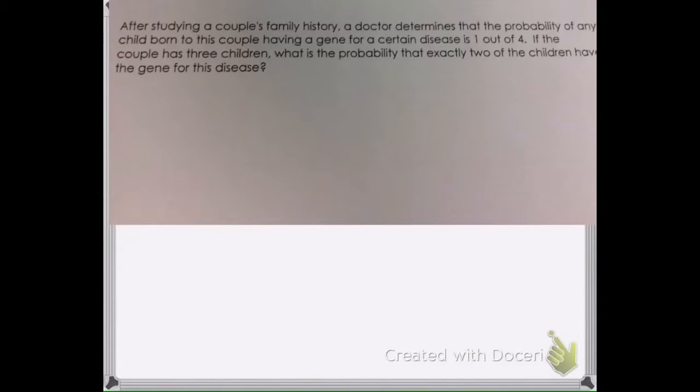Okay, so this is for the binomial probability. I'm going to do one example because I think that's pretty much all you'll need, because they're all the same.